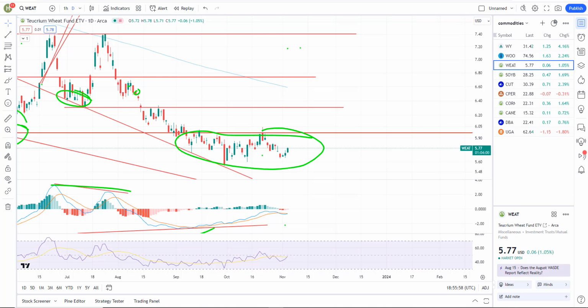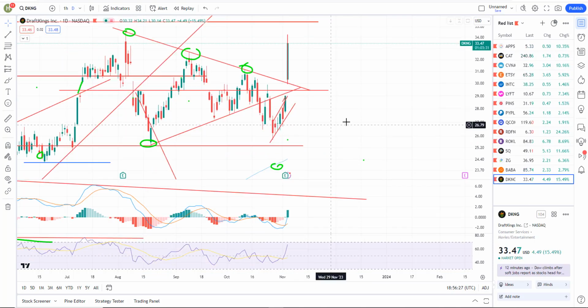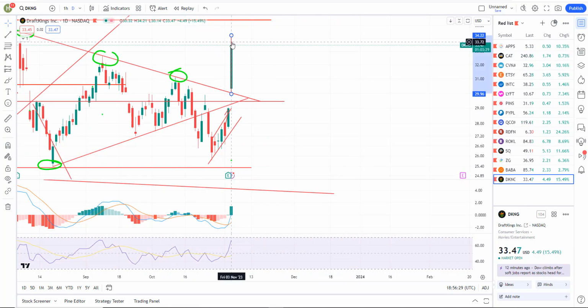In fact, I added a little bit today because of the dollar. With the dollar falling and breaking support, a dollar going down takes more dollars to buy wheat, which means wheat price should go up. All right, so in general, that was one of the reasons why I just added a little bit more.